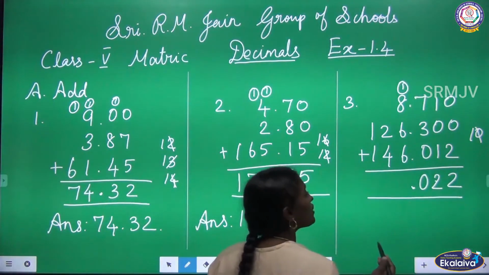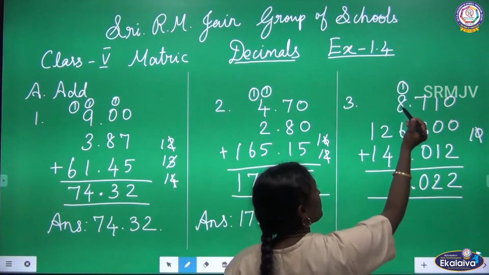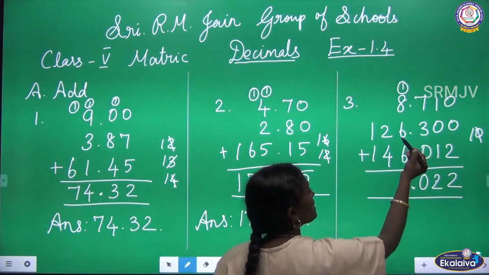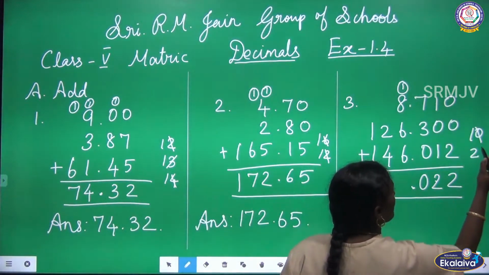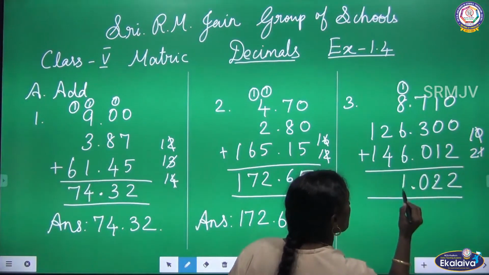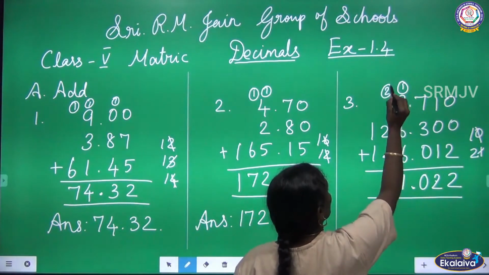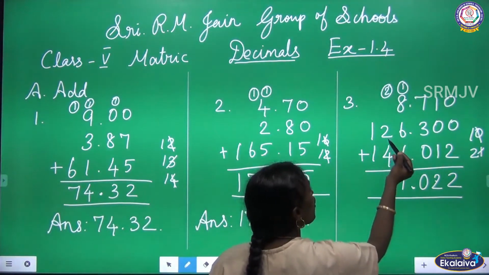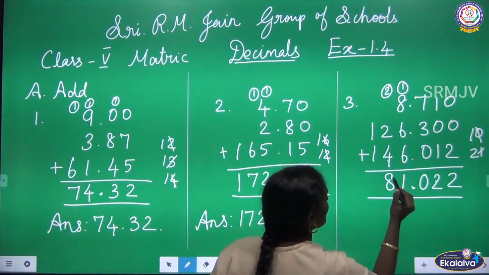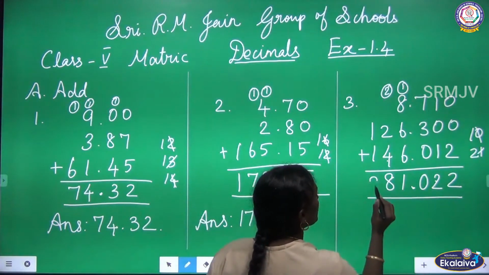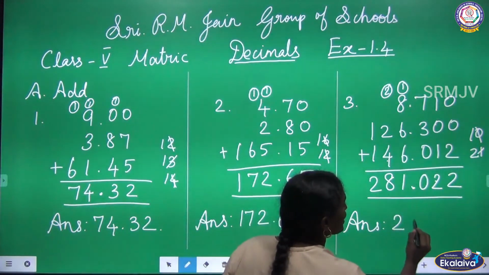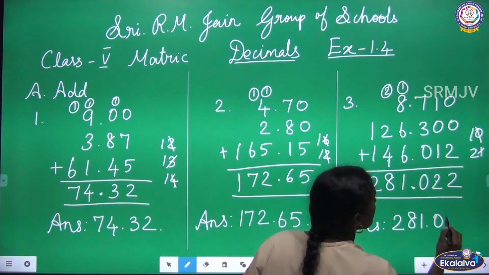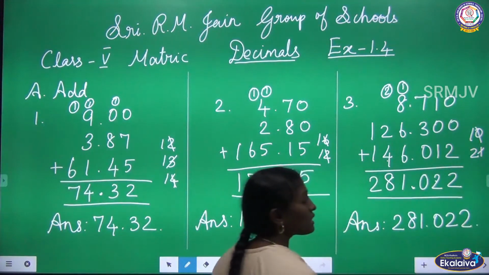Before that we have to keep the decimal point. Here 1 plus 8, 9. 9 plus 6, 15. 15 plus 6, 21. 21 is a 2-digit number. So 1 here, 2 carry over to the next place. 2 plus 2, 4. 4 plus 4, 8. Here 1 plus 1, 2. So the answer is 281.022. Was it clear?